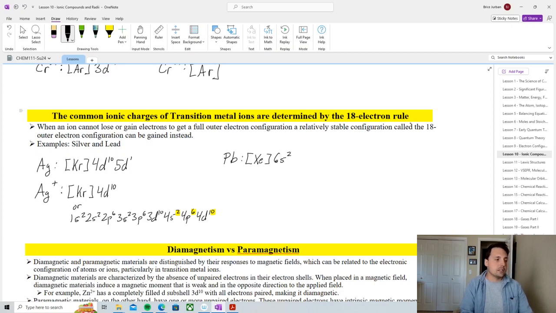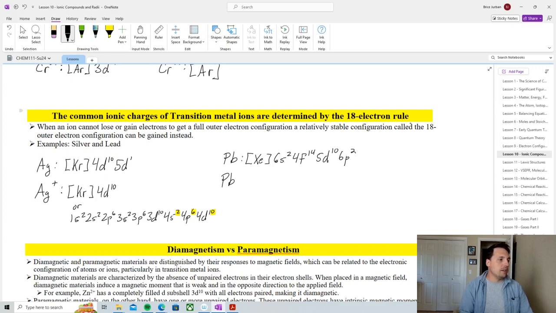After filling up the 6s subshell, we need to fill up the 4f subshell, and then the 5d subshell. And then we can finally end with the 2 electrons that are left over in the 6p subshell.